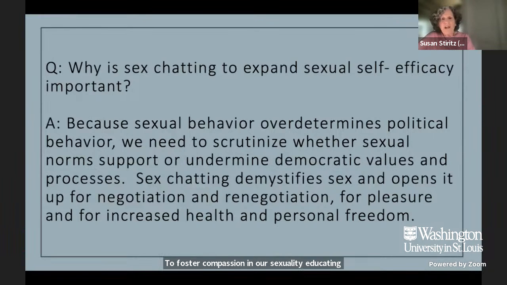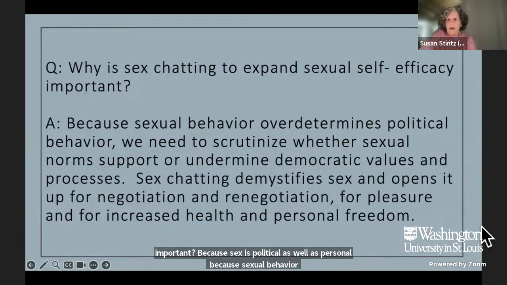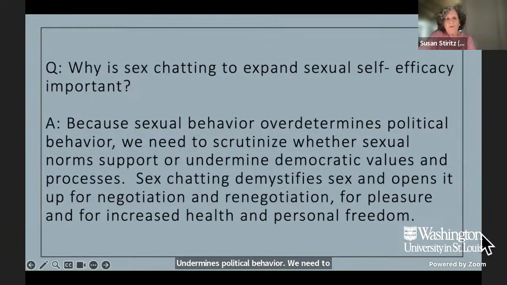So why is sex chatting to expand sexual self-efficacy important? Because sex is political as well as personal. Because sexual behavior undermines political behavior. We need to scrutinize whether sexual norms support or undermine democratic values and processes. Sex chatting demystifies sex and opens it up for negotiation and renegotiation, for pleasure and for increased health and personal freedom.